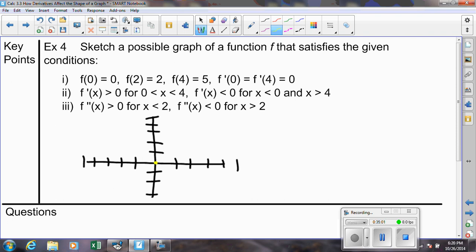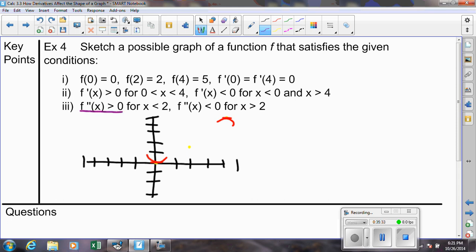f of 0 equals 0, f of 2 equals 2, f of 4 equals 5, f prime of 0, f prime of 4. It has to be decreasing, increasing, decreasing, increasing. And so the big question that we're going to run into now is, how does the rest of this connect? Here are the new pieces.